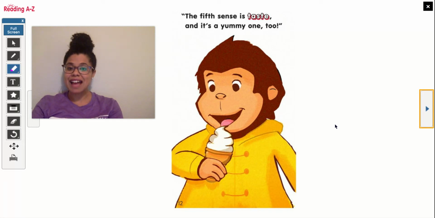So, scholars, as you go back today, I want to challenge you to reread the story and to practice putting your words together to make your voice sound like a reader. And I also want to challenge you to find somebody in your house to share what connection you can make with the story. Is there anything in the story that reminds you of something that happened in your own life? Tell somebody in your house about it. And if you want, you could even record yourself talking about it and send it to your teacher on Class Dojo. I can't wait to hear about the connections you guys make.